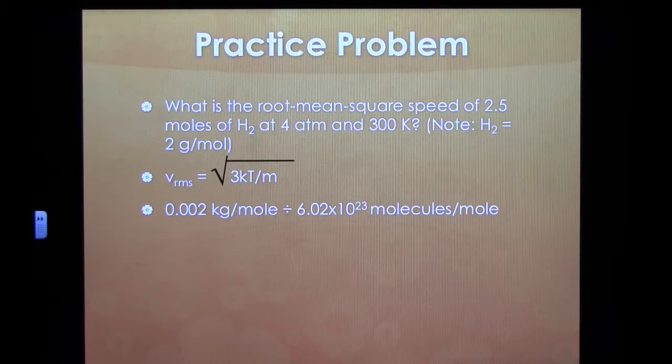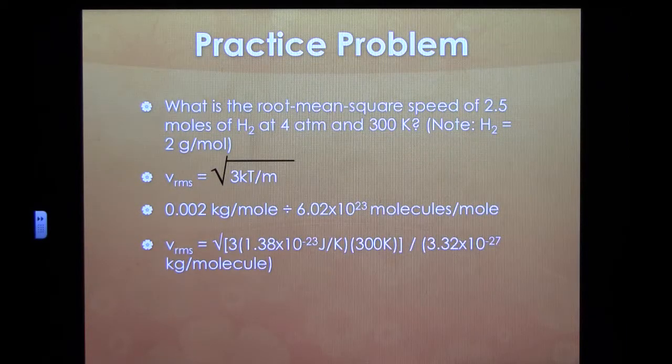If the molar mass is 2 grams per mole, or 0.002 kilograms per mole, we can divide that number by Avogadro's number, 6.02 times 10 to the 23rd molecules per mole. Our moles will cancel out, and we'll be left with the mass per molecule, or the mass of a single molecule.